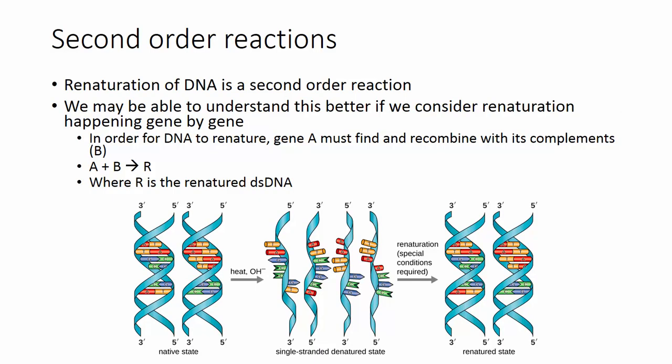Alright, now let's move to second-order reactions, or everything you ever wanted to know about denaturation and renaturation of DNA, but were afraid to ask. And so I say that because renaturation of DNA is a second-order reaction. We may be able to understand this better if we consider renaturation happening gene by gene. So in order for DNA to renature, gene A must recombine with its complement, in this case B. So A plus B is going to yield R, where R is our renatured double-stranded DNA.